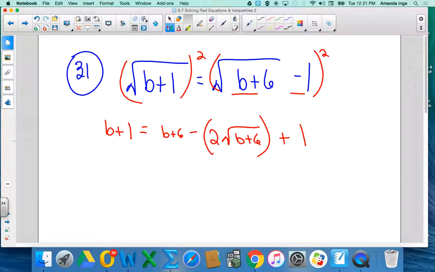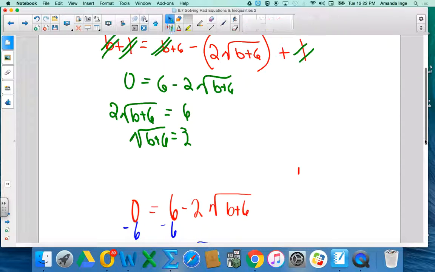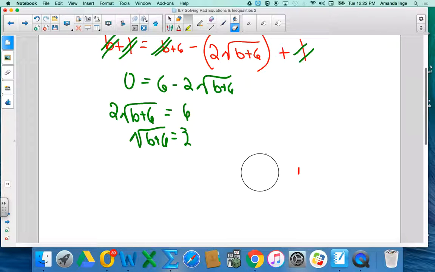Alright, so let's subtract our b's for starters. And then we'll subtract 1. So we have 0 is equal to 6 minus 2 square roots of b plus 6. I'd probably move this to the other side of the equation. Then divide by 2. Then square both sides and we get b plus 6 is equal to 9. So b is equal to 3.